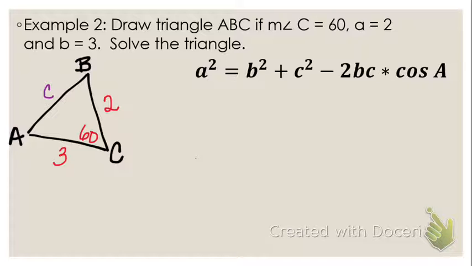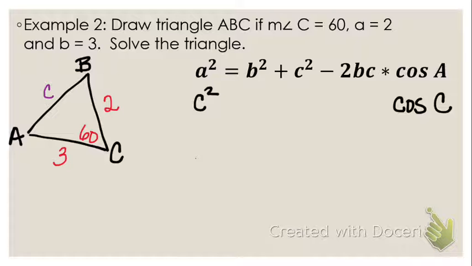So when you set up the law of cosines, what I like to do first is rewrite it using the variables, putting the variables in the right position. Because I'm looking for C, my equation needs to begin with C squared, and it's going to end with the cosine of C. Whatever I start with, I have to end with.